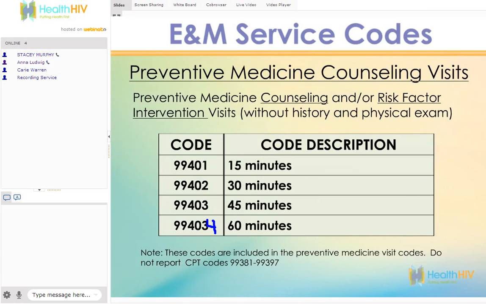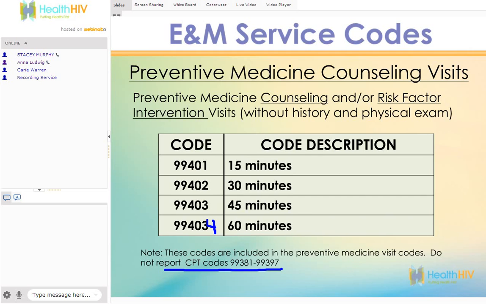The next slide is your preventive medicine counseling visit codes. If you'll notice, these codes are time-based. Your 99401 is 15 minutes of counseling versus the 99402, which is 30 minutes. 99403 is 45 minutes, and 99404 is 60 minutes. If you look at the note at the bottom of the slide, these codes should not be reported in conjunction with the preventive medicine visit, well visit codes, because counseling is a component of those codes.